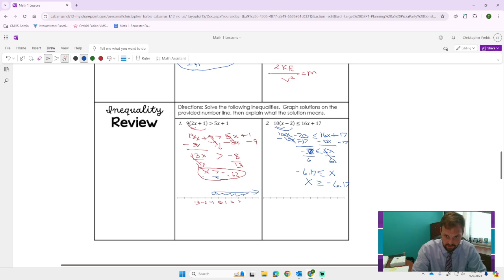Maybe I'll put negative 7, negative 6, negative 5, negative 4, negative 3. All right. So negative 6.17 is right here, and that's going to be a closed circle because it's or equal to. And since I'm greater than, I go that way. Cool. Very nice, guys. Good job.